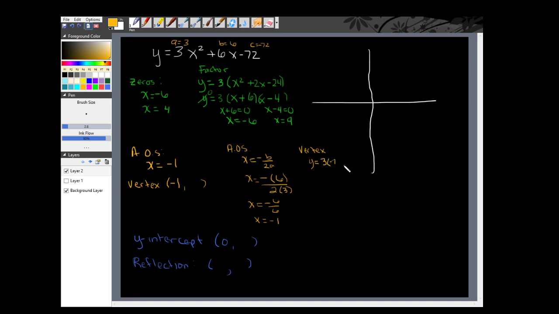Now, it's important here when you're doing this to make sure that you're using parentheses, especially if you're a person that's really reliant on your calculator, because the calculator will mess up if you don't have it. Alright, so here, negative 1 squared is a positive 1, times 3 is 3. 6 times negative 1 is negative 6, and then there's a minus 72. So my y value for my vertex would then be, let's see, that's negative 78, so negative 75.